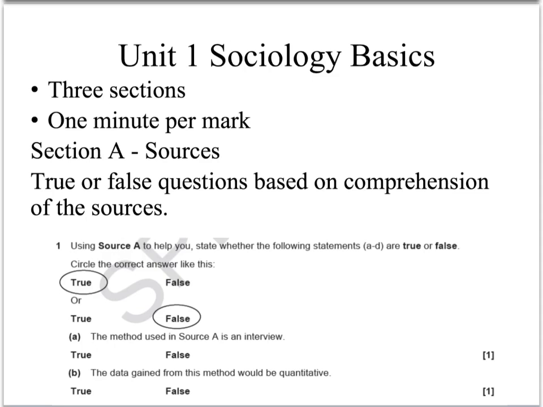So, the first unit is Sociology Basics. Now, if you're in Year 11, you would have already done this, unless there are some people resitting. But this is mainly aimed at those current Year 10s who are going to be doing it at the end of Year 11.